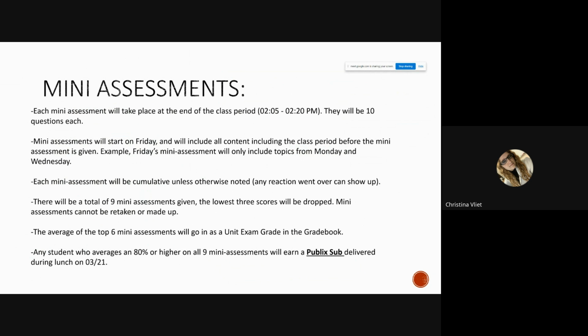So each mini assessment is going to take place at the end of the class period starting Friday, meaning it's going to take place between 2:05 and 2:20. It's going to have 10 questions. Straight up, 10 questions each one. And they're going to be on paper. They're not going to be multiple choice. Mini assessments will start on Friday.